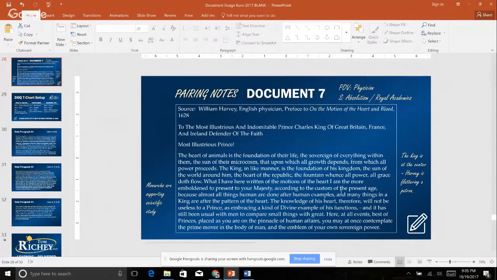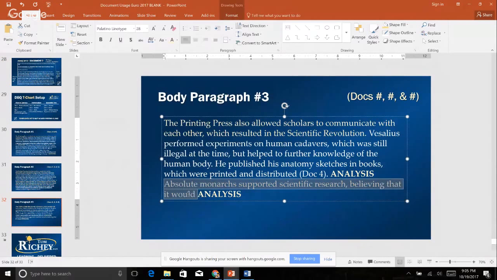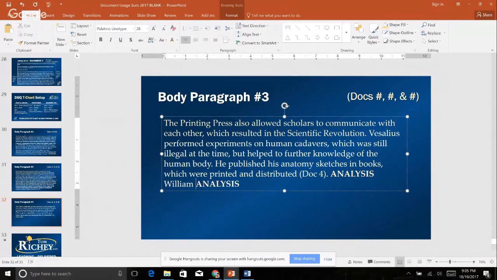So we've got here, according to the custom of the present age, the sovereign, the son of the microcosm, on which the power depends. Okay, so what we would note here, that William Harvey, because that would really be my analysis, what I was writing there. So William Harvey, in a printed book about the circulation of blood.